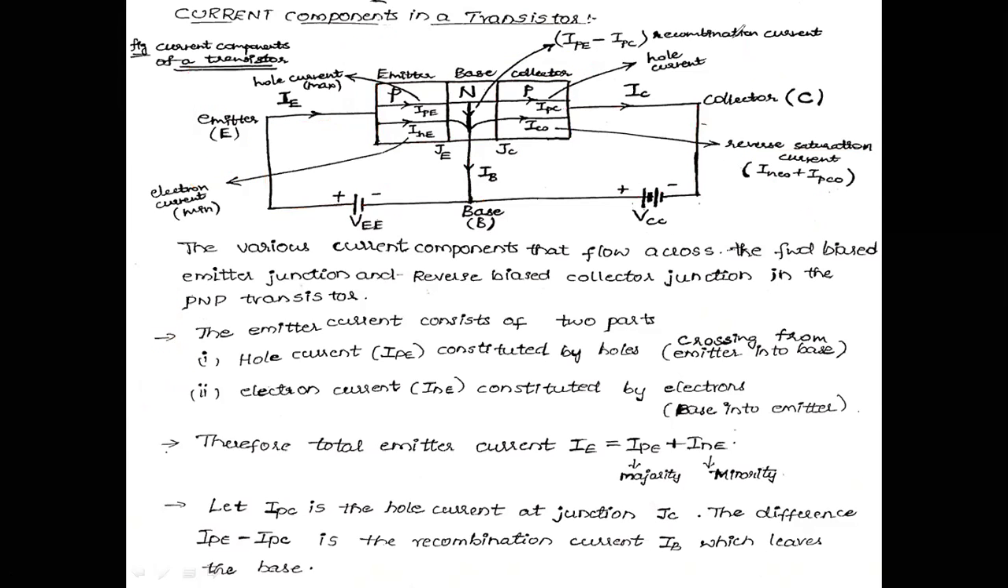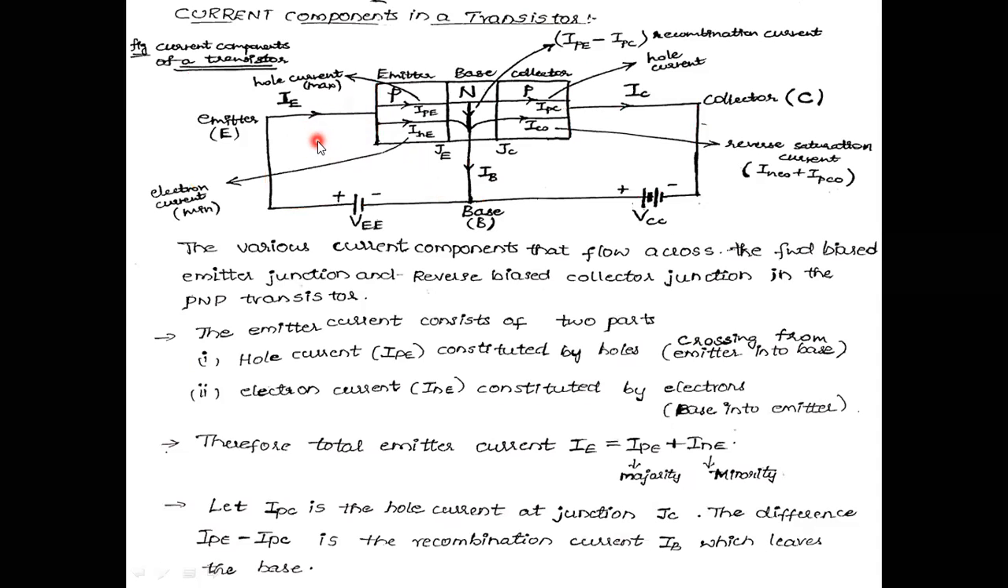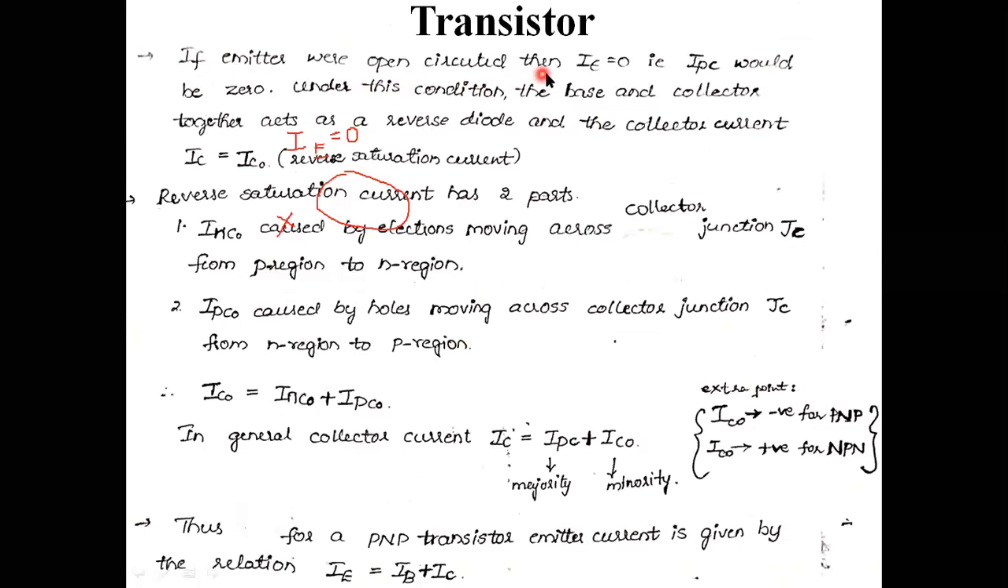Further, if the emitter were open circuited, what is the meaning of open circuited here? Anyone please respond. What is the meaning of open circuited? I am not going to apply any sort of voltage here. Therefore IE will become zero. Then the emitter current is 0, right? That is the meaning given here. If the emitter were open circuited, then IE is equal to 0.